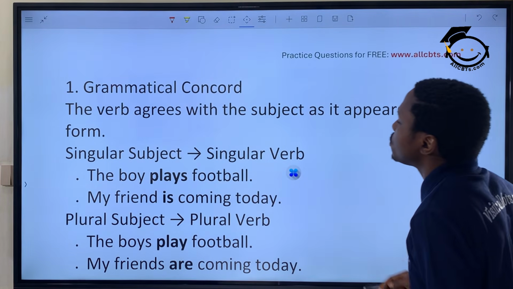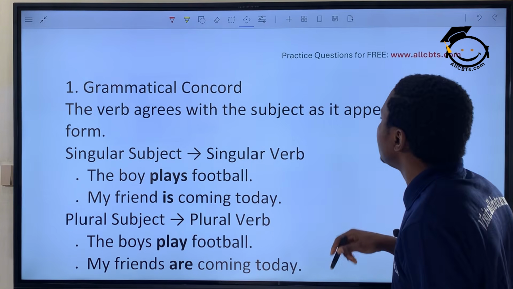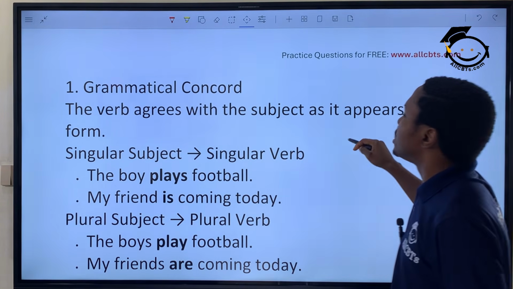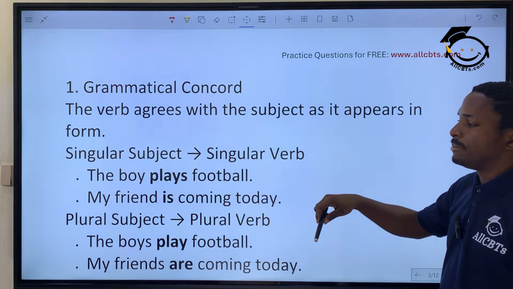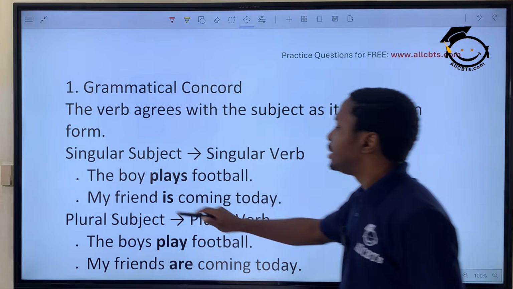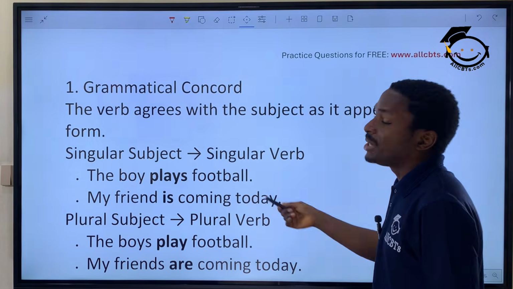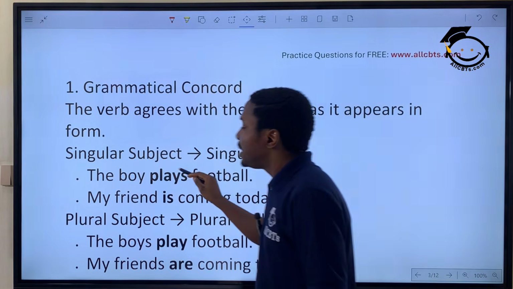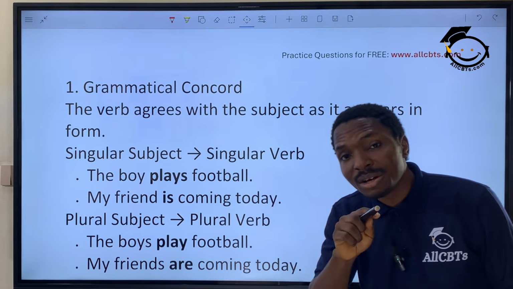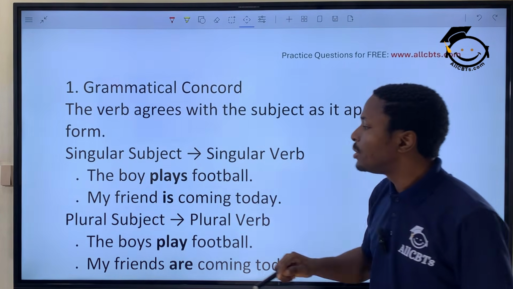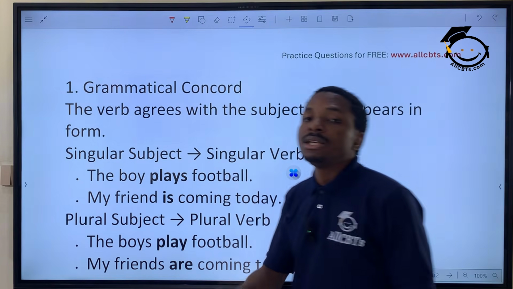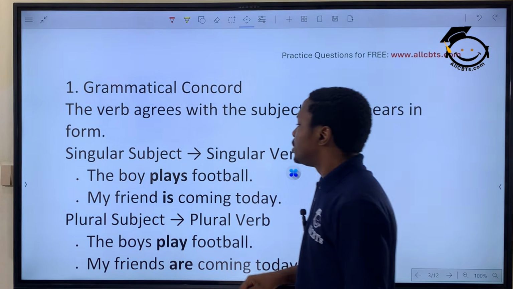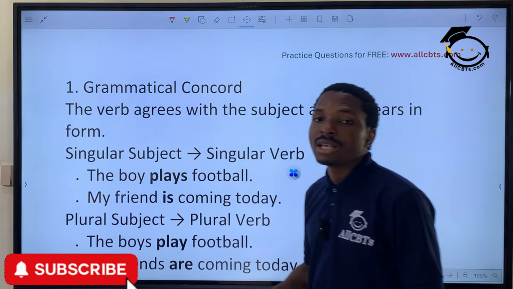So we're starting with the first one, the grammatical Concord. So the verb agrees with the subject as it appears in form. For example, the boy plays football. Now you've seen this earlier, right? In the first example I gave to you. So plays here is what? It's in the singular. Plays is in the singular, while the subject, the boy, is as well in the singular. So my friend is coming.